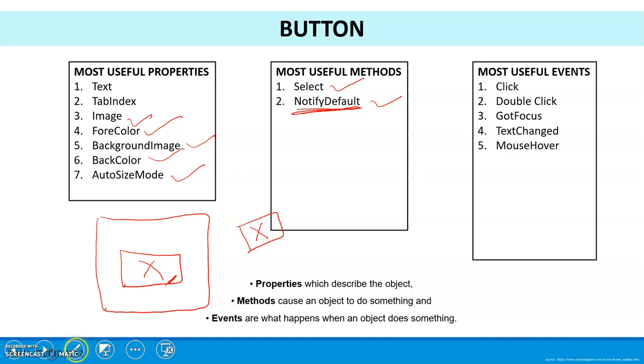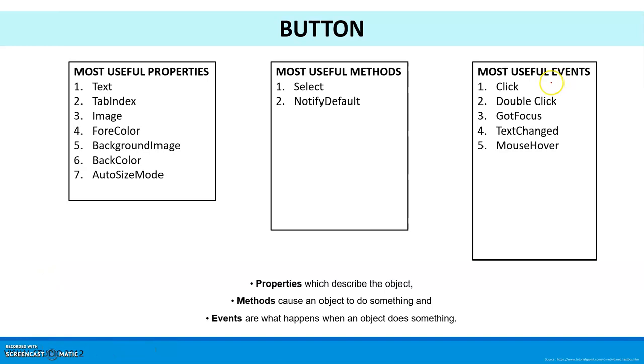Then next we have events. So of course click event is there. It is mainly used for the click. Then we have a double click. Got focus means the selection, or to activate that control. So we can use the enter key to hit the button. Then the text change and the mouse hover. All these events you can explore in the practical session.